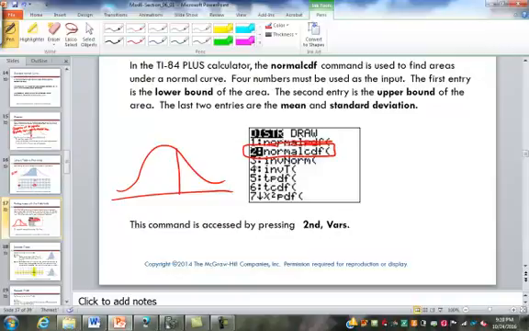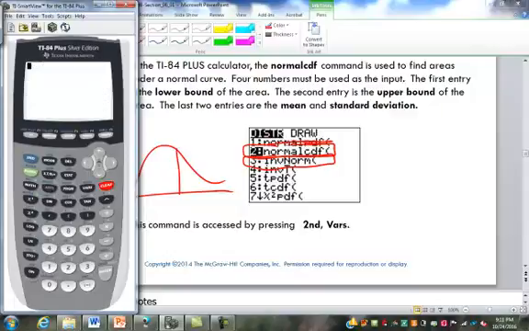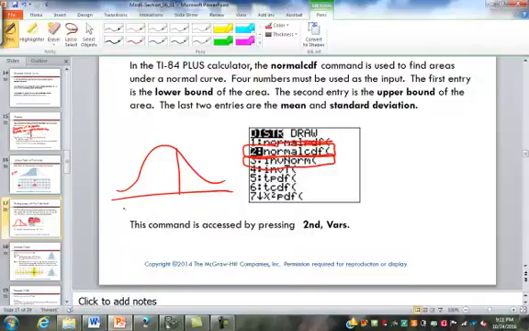So option 2. Inverse normal is going to be used if we know the probability and we want to find the corresponding Z-score, or if we put in more information, the corresponding data value that corresponds to that. So on a calculator, this is going to be second distribution, right here above the variables key. You can see option 2 there, normal CDF. So clear that out.